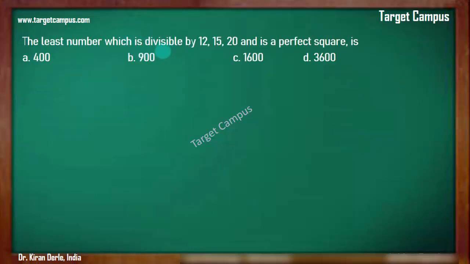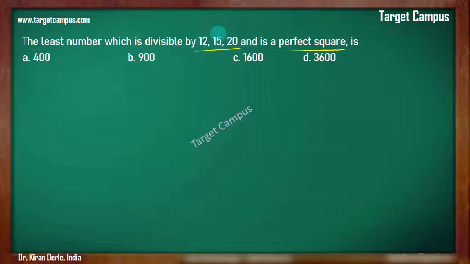The least number which is divisible by 12, 15 and 20 is a perfect square. Now this has nothing to do with LCM and HCF. Okay, fine. But let's see how we can go ahead and do it. Or we can apply LCM here, if it is their wish.